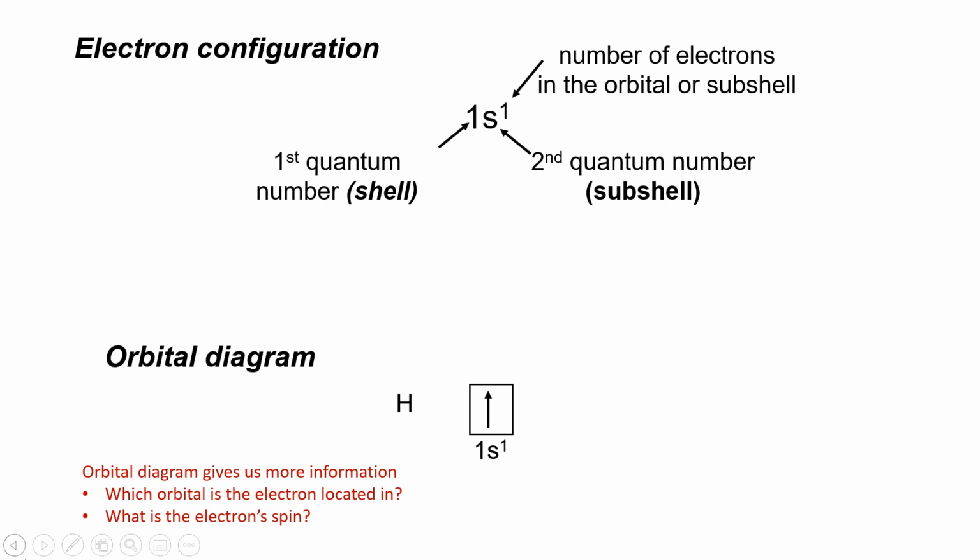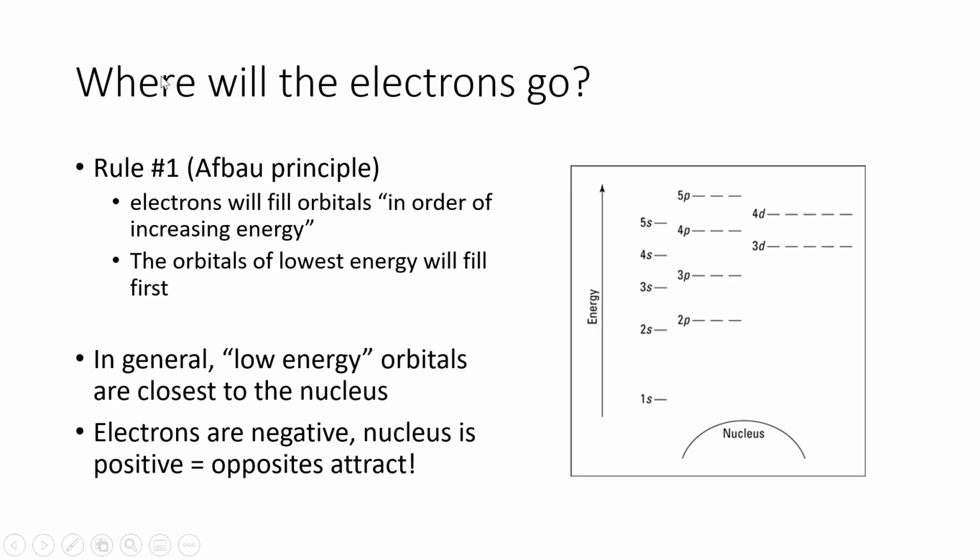When we're writing these, there are 3 rules that we need to follow. We're trying to figure out where the electrons will go. So let's go over these. Rule number 1 is that electrons will fill orbitals in order of increasing energy. The orbitals of lowest energy will fill first. So what does that mean? Well, in general, the low energy orbitals are closest to the nucleus.